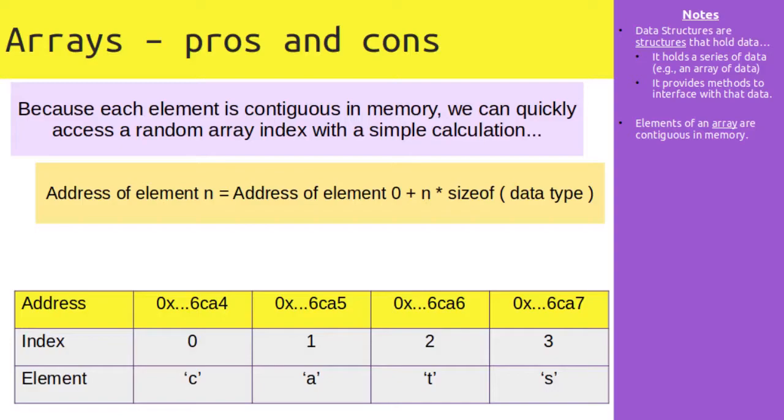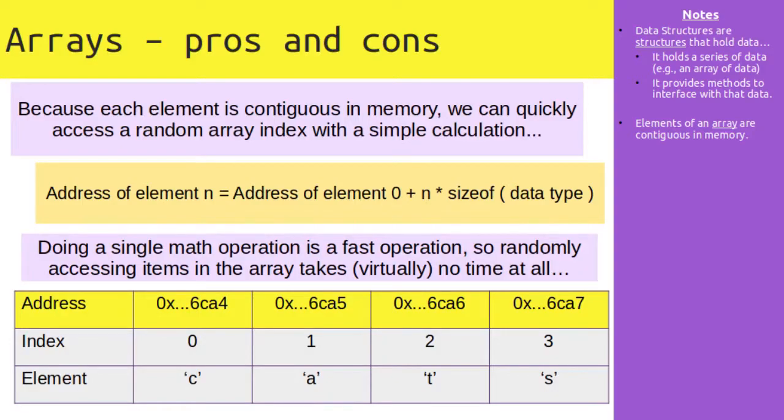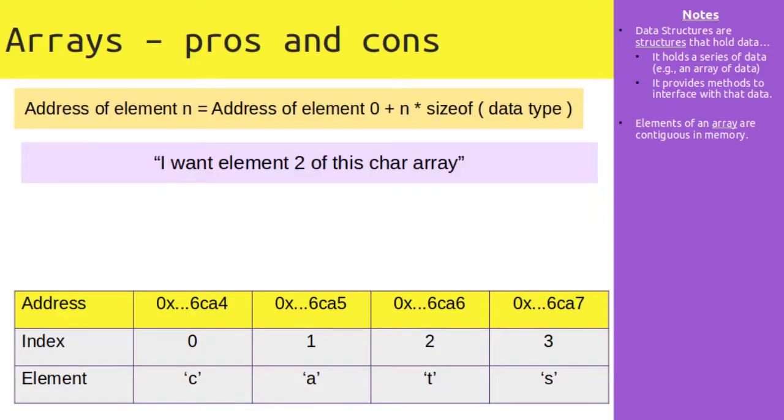a simple calculation. So to access the address of the element at position n in an array, we take the address of the element 0, and we add n times the size of whatever the data type is. Doing a single math operation is a fast operation, so randomly accessing elements in the array takes virtually no time at all. As an example, let's say I want to access element 2 of this char array.